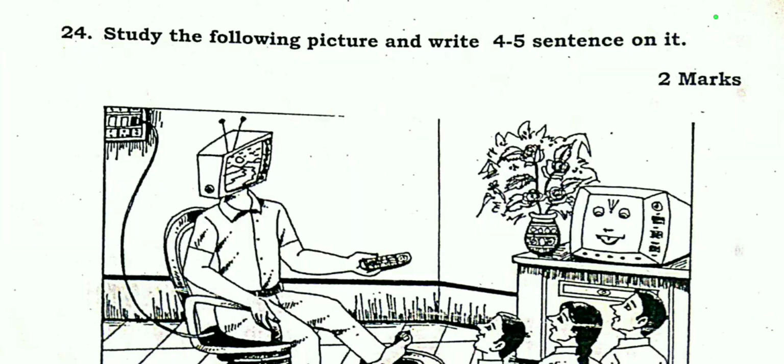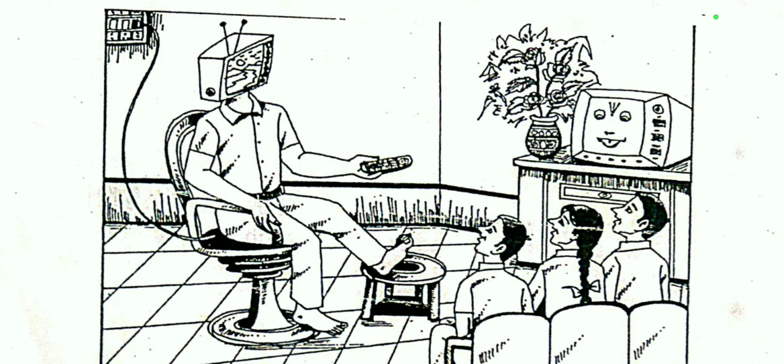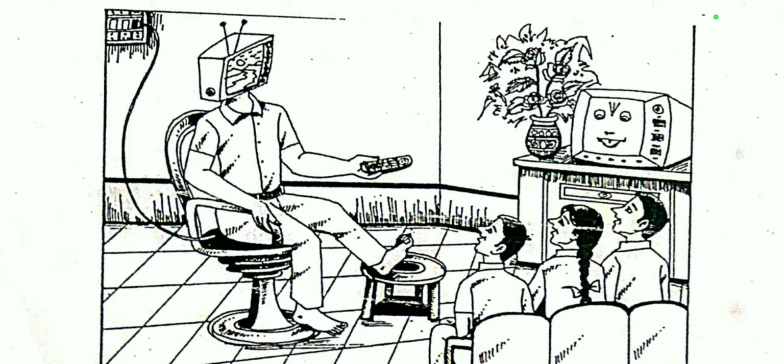So let us see. Very simple. We see a man in the picture holding a remote control in his hand. We see a man holding a remote control in his hand. Or you can say, there is a man holding a remote control in his hand. That is one sentence.